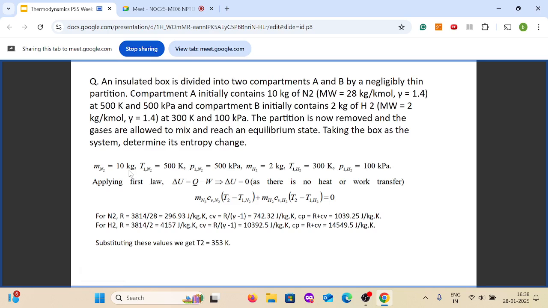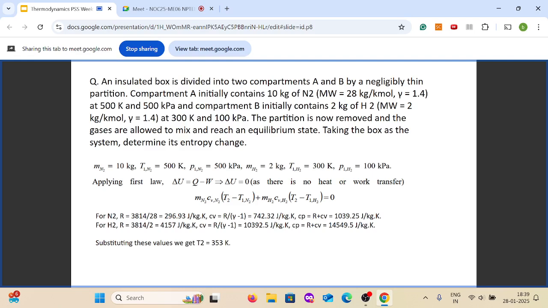When you do an energy balance or apply the first law for this system, there is no heat transfer and there is no work transfer, so your Q and W both are 0. So the change in internal energy is equal to 0. The internal energy at the start will be the same as at the end, so there is no change in internal energy. From there you can estimate the final temperature after mixing. Using delta U equals 0, we find the change in internal energy of each of the components, add them, and equate to 0. You see here the only unknown is the temperature.